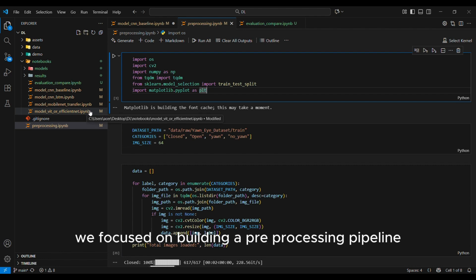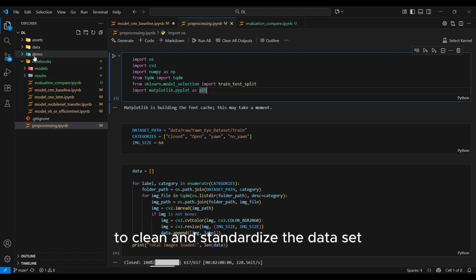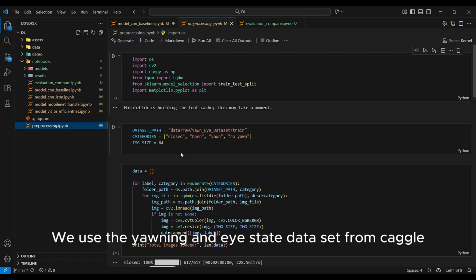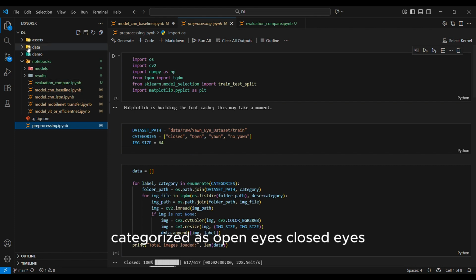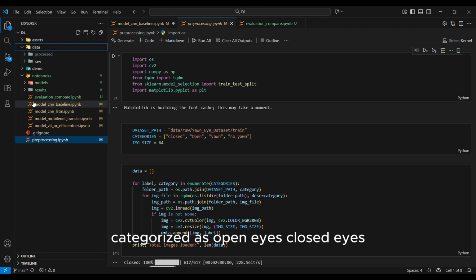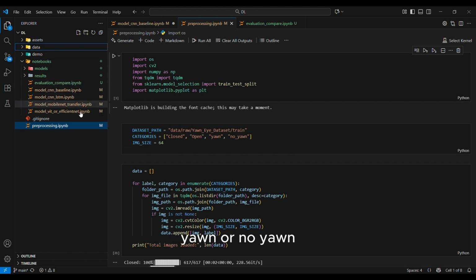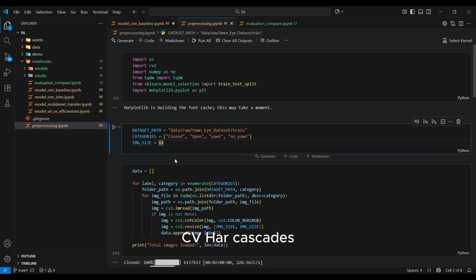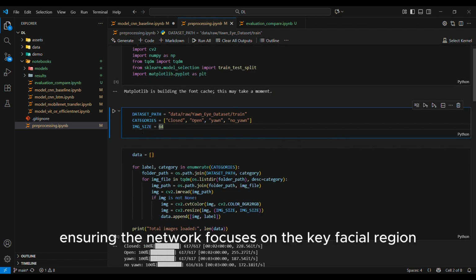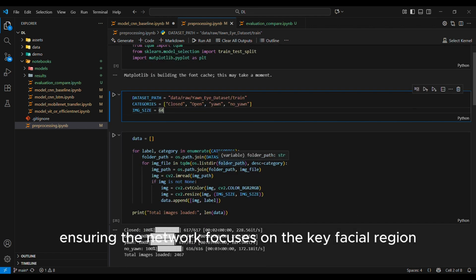Before training, we focused on building a pre-processing pipeline to clean and standardize the dataset. We used the yawning and eye state dataset from Kaggle, which contains around 2,000 labeled images, categorized as open eyes, closed eyes, yawn, or no yawn. We started by detecting and cropping faces using OpenCV Haar cascades, ensuring the network focuses on the key facial region.